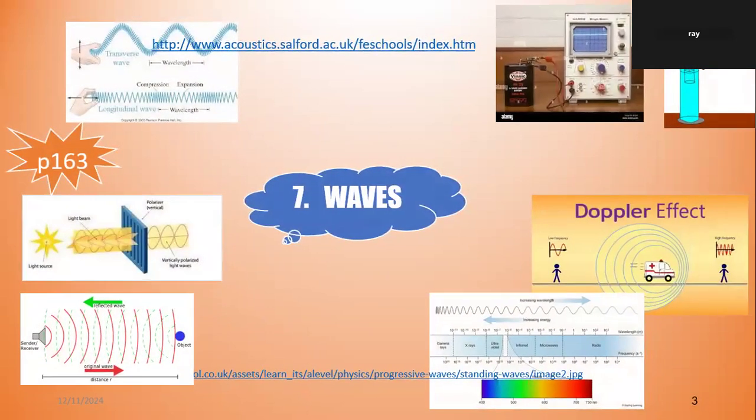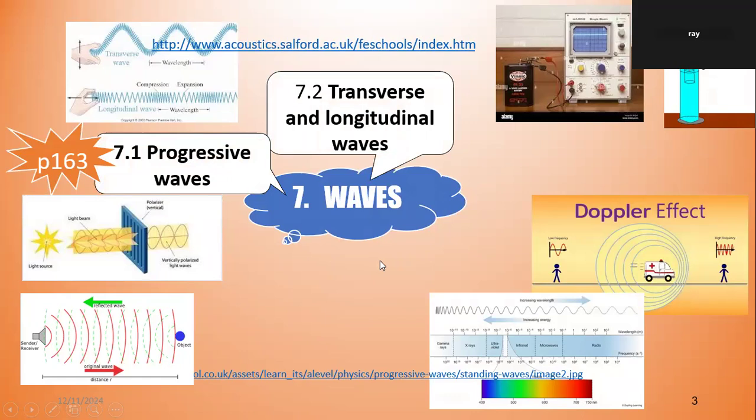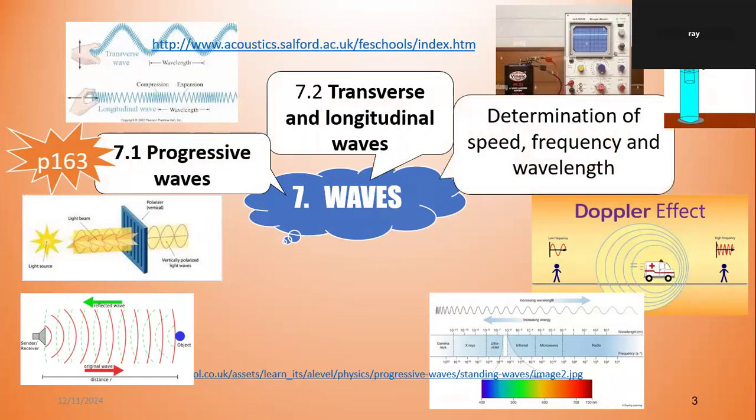Okay, just a summary of the topic. The picture form will show you what are the things you're going to cover. Progressive wave, 10.1, 10.2 transverse and longitudinal waves. Then we are going to determine the speed and frequency of the wavelength. And Doppler effect, that's summarized for you. Doppler effect, you can memorize the picture, very helpful.